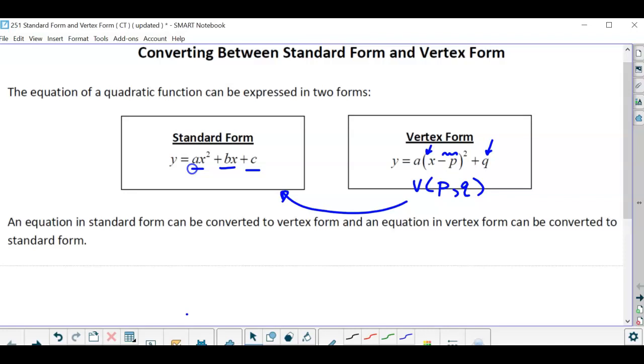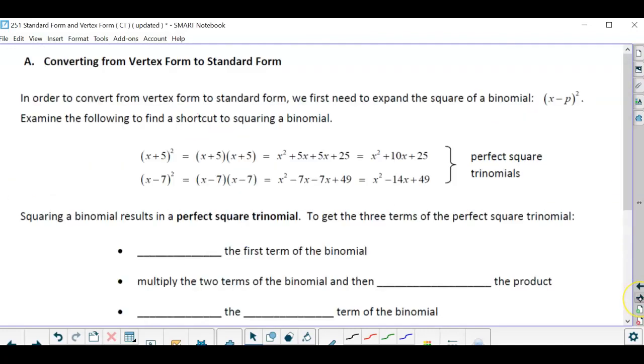Going the other way is a little bit harder. So that's what we're going to look at, some patterns and figure out what to do. So here, converting from vertex form to standard form, just need to expand the square of a binomial. And remember, there's 3 terms when you square a binomial. Okay, so don't forget about the middle term. So you square the binomial and multiply through by any coefficient in front of the brackets, and then add any constant term at the end.